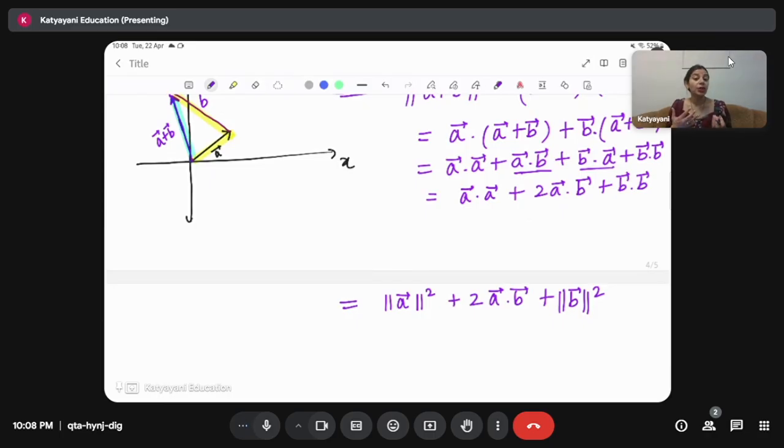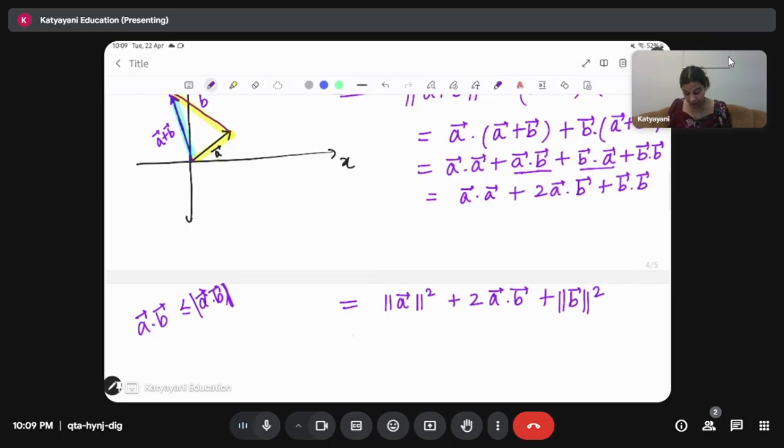But if a dot b is positive or negative, then the absolute value of a dot b would be greater than a dot b. So we always know that a dot b is always less than or equal to the absolute value of a dot b, right? Because a dot b can be negative, but if you take the absolute value of a dot b, it will always be positive. So a dot b is always less than or equal to the absolute value of a dot b.